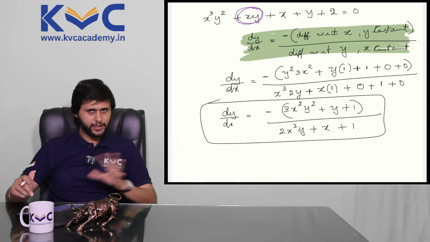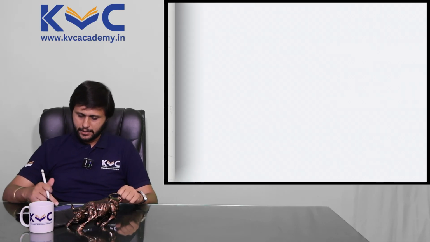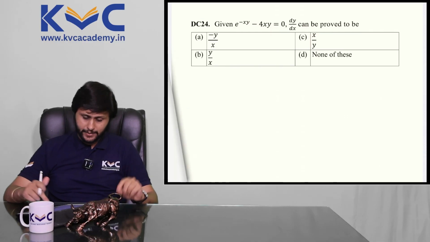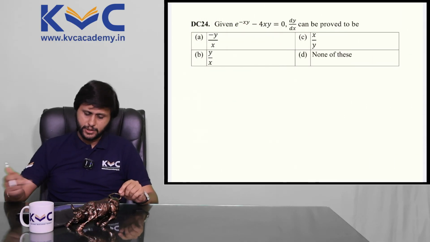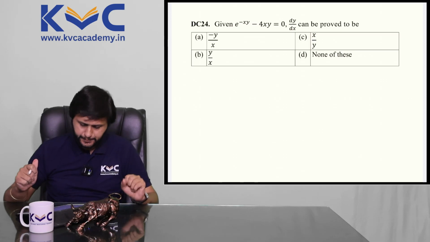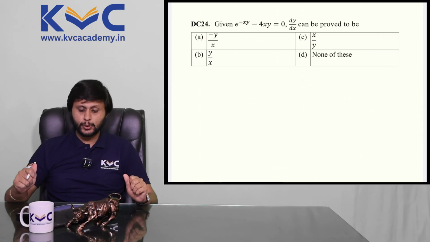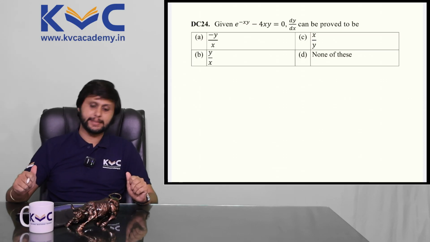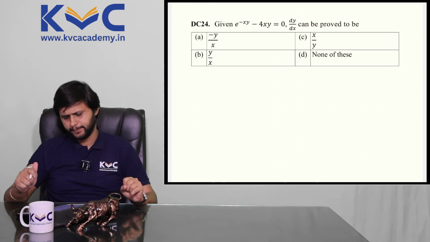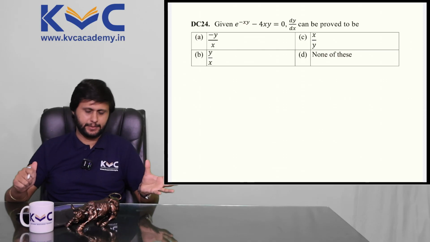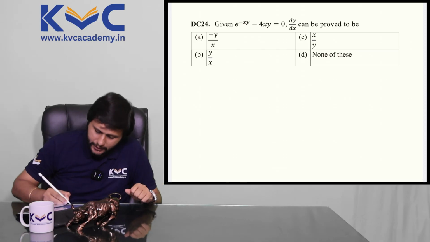We'll take a few more questions. Okay. We'll see how much we have actually understood. We'll continue with the numbering. Fine. Question number 24. Given e to the power minus xy minus 4xy is equal to 0. Okay. So x is there, y is there, both mixed up. Correct? Okay. So we'll use shortcut method.